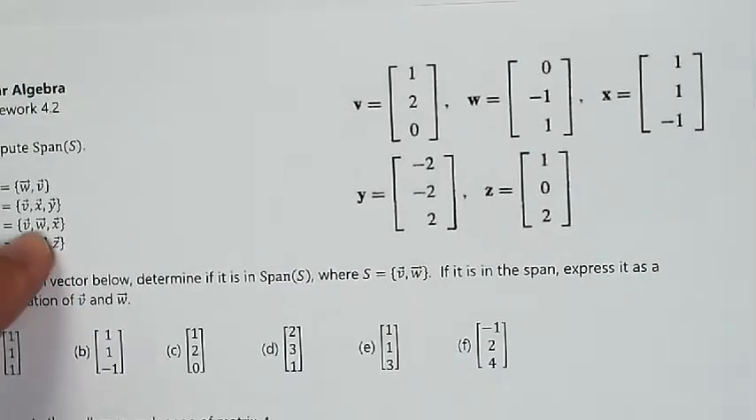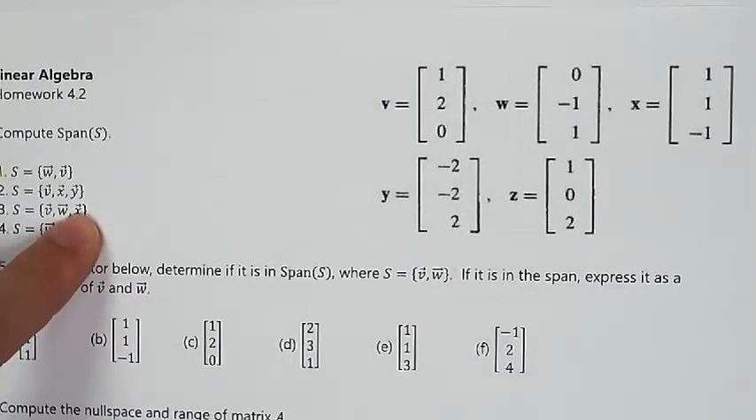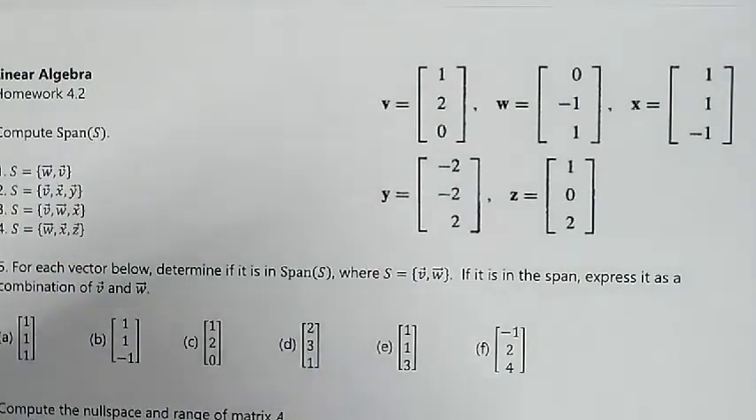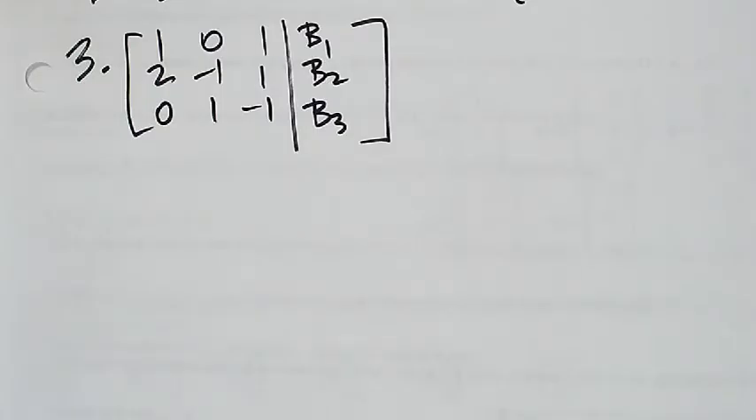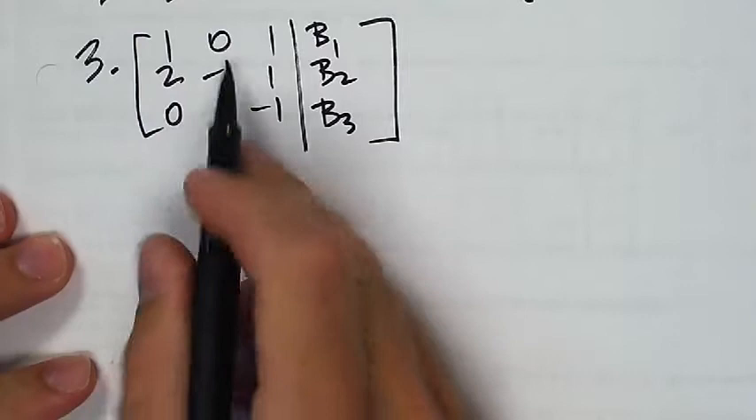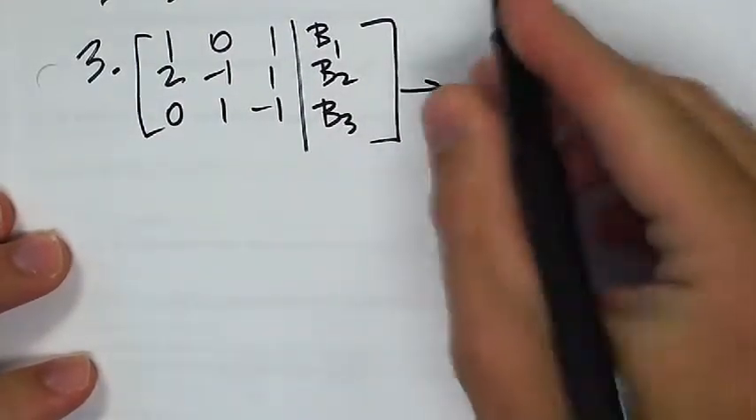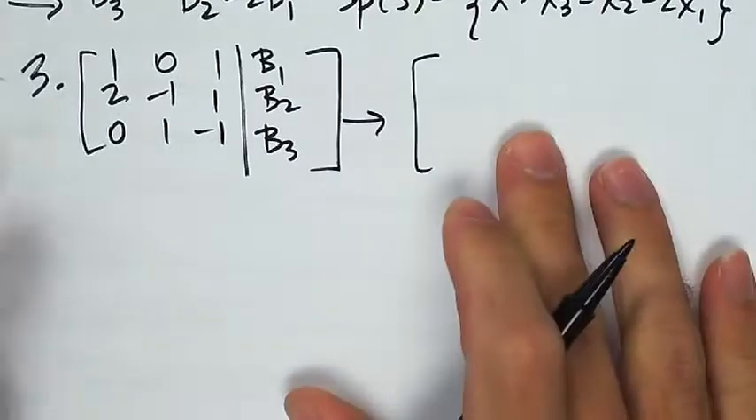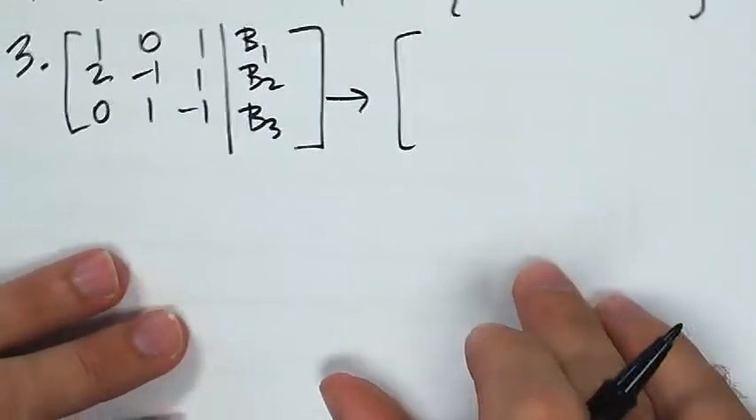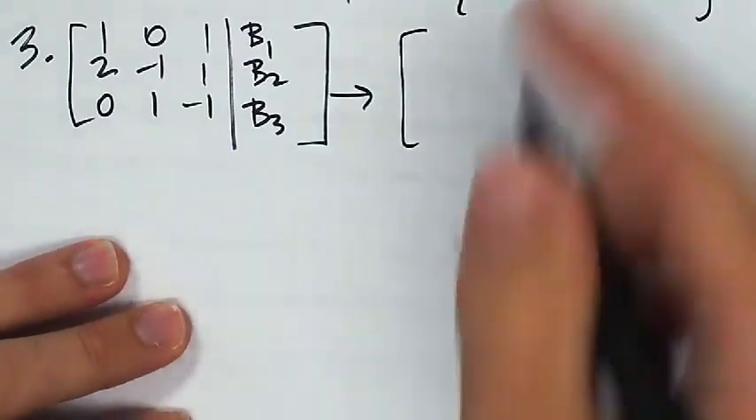Okay, S is v, w, and x. So v, w, and x, I don't know. We'll find out. All right, so I've got my matrix copied down. I'm going to row reduce and figure out what the span of the set of these 3 columns is. So I'm going to subtract 2 copies of row 1 from row 2.